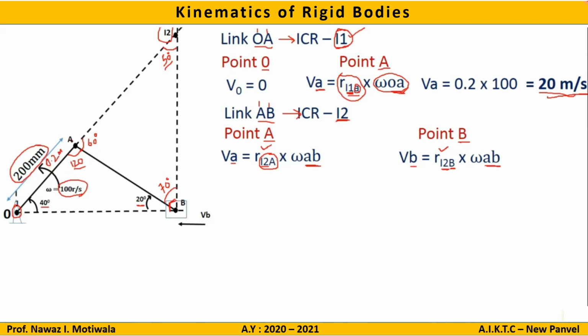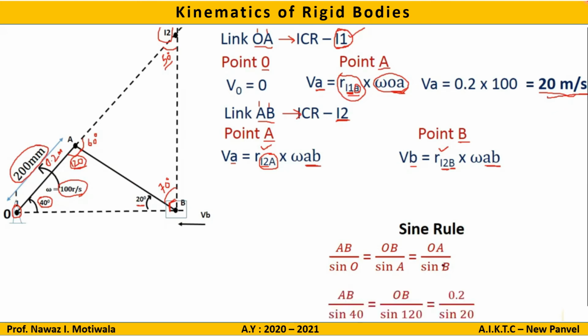So let us apply sine rule in triangle OAB. If I apply sine rule in triangle OAB, what will I get? AB divided by sine of 40. This we have already seen. Similarly, if I take the distance as OB, the angle will be 120. So I am writing OB divided by sine A, OA divided by sine B. On substituting the required values, I will get the answer for AB as 0.375 meters and OB as 0.506 meters. What I have done is just substituted the values.